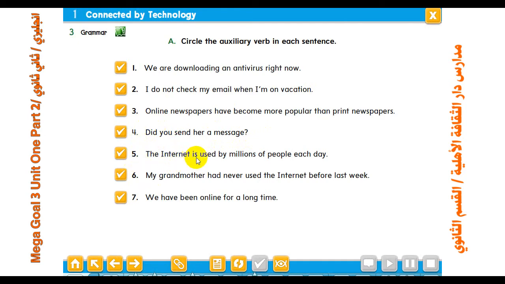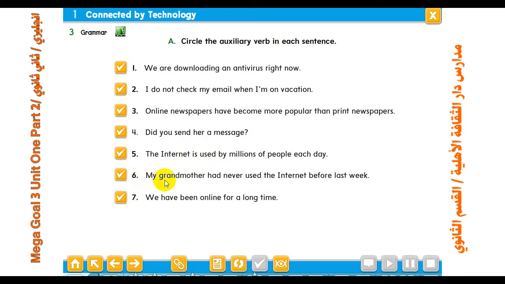Number 5, the internet is used by millions of people each day. The auxiliary verb is is, and it is followed by the past participle, and this form is the passive of the present simple tense. The auxiliary verb is is.